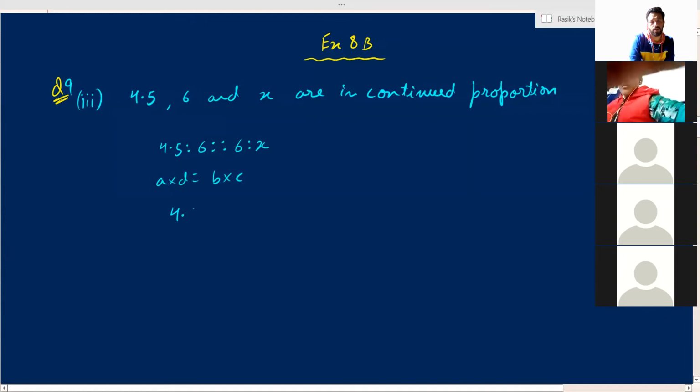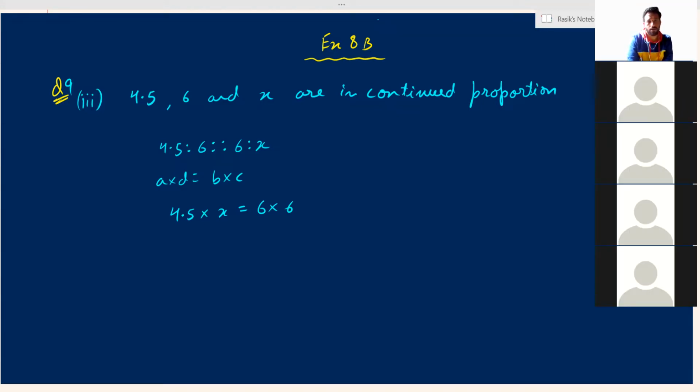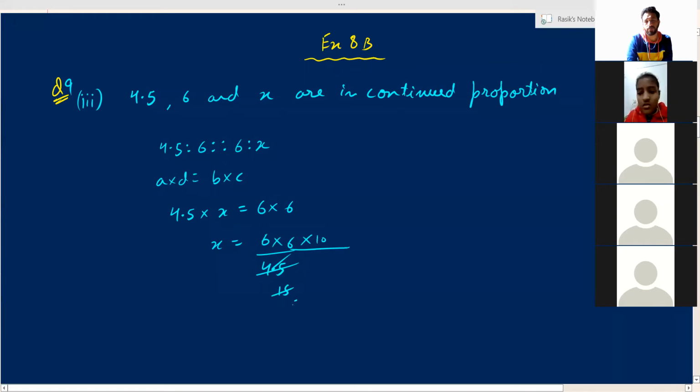I hope you all are doing it yourself. So x is equal to 6 into 6 upon 4.5. Remove the decimal, multiply the numerator by 10. 45 divided by 3 is 15. 15 divided by 3 is 5.